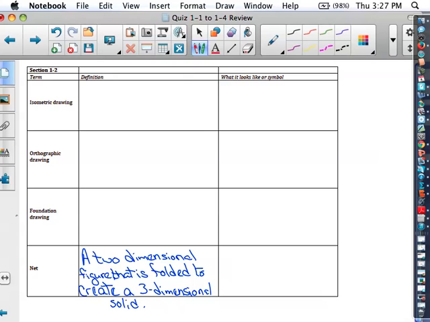So, for example, I might have a cube, and if this were cut apart, it would look very similar to this. So that would be the net of the cube. And then if you fold it along the lines, it would form a cube. We looked at some of those in class.